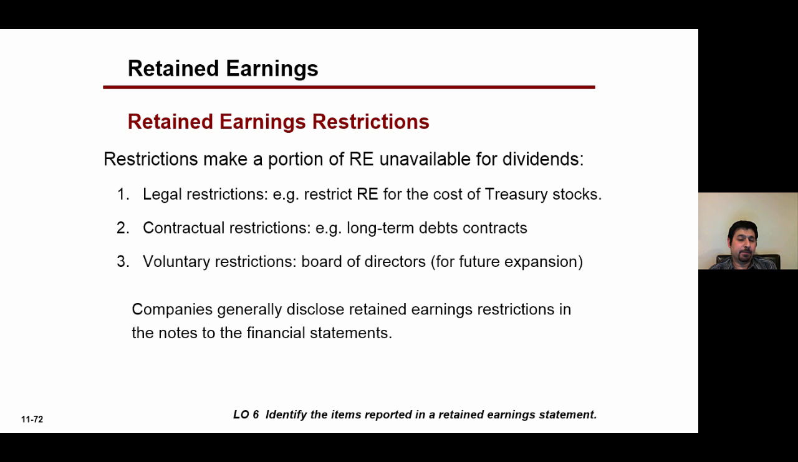Because generally and theoretically speaking, if the retained earnings were not restricted, the company could distribute the whole balance of retained earnings as dividends. But this is not done in reality, because companies always keep part of retained earnings for future expansions, as well as to be able to meet their obligations. And companies have to disclose any restrictions on retained earnings in the notes to the financial statements.